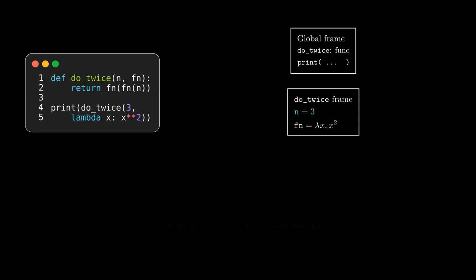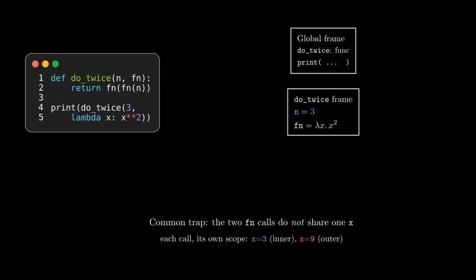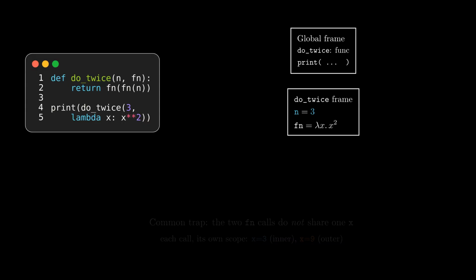Here's a common trap to avoid. Thinking both fn calls share a single x. They don't. Each call opened its own fresh scope, so there were 2 independent x bindings, 3 in the inner call and 9 in the outer one.